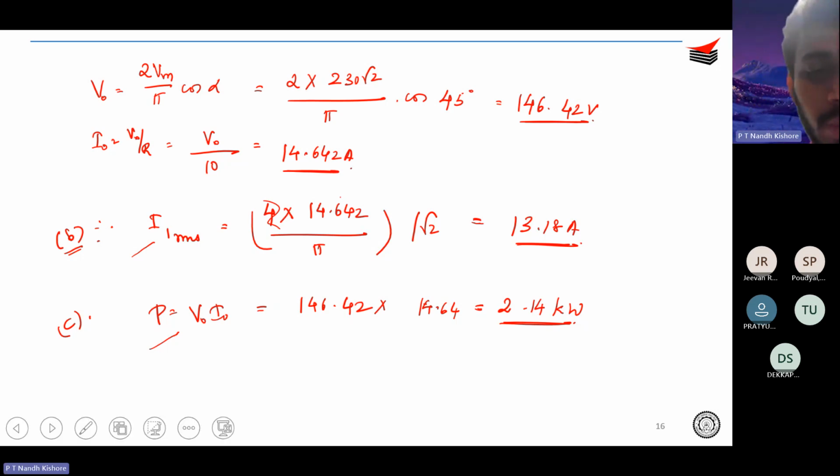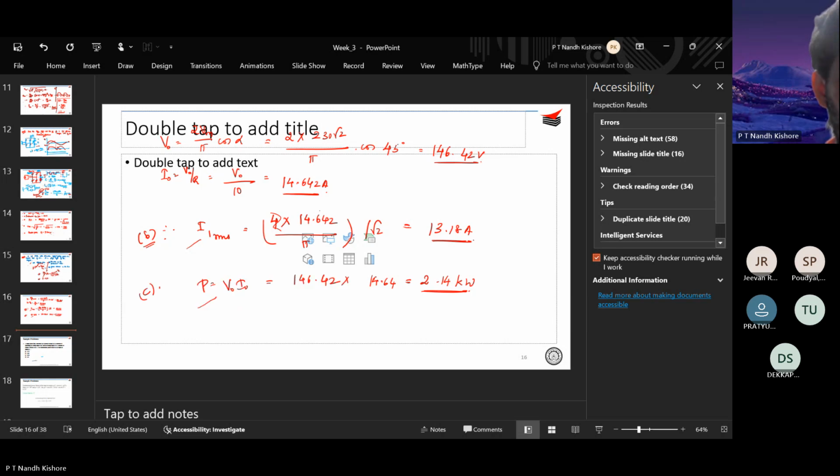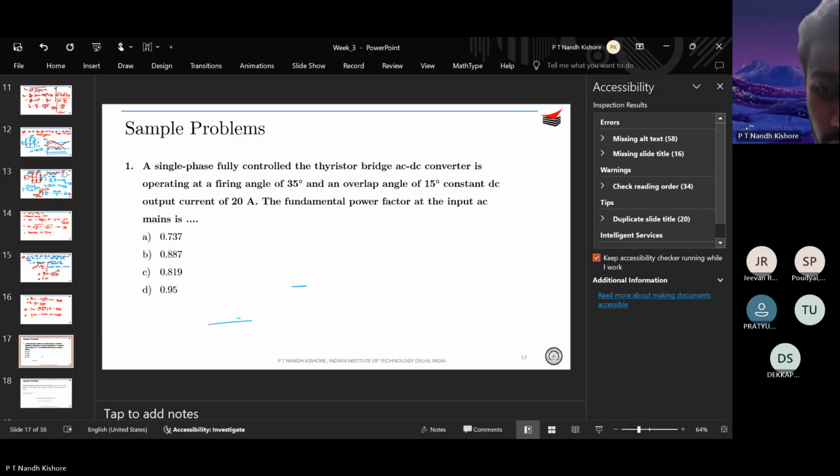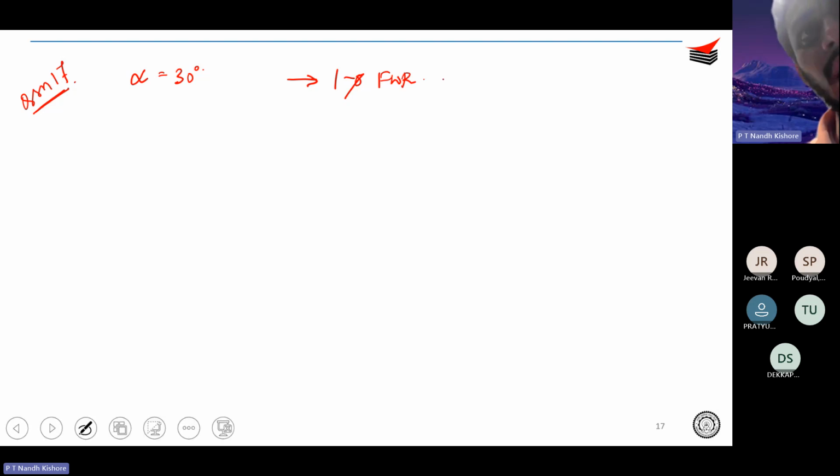Okay, so this is a small problem. This will be question 17. The question is simple. The firing angle is given as 30 degrees. I'm not writing the entire question. This is a single phase full wave rectifier. Just determine the power factor.